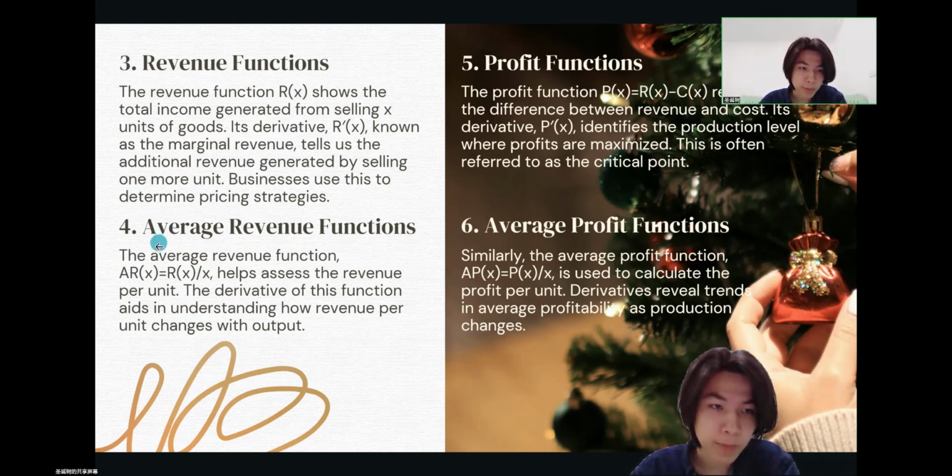The fourth one is average revenue function. The average revenue function AR of x equals R of x divided by x, and helps assess the revenue per unit. The derivative of this function aids in understanding how revenue per unit changes with output.